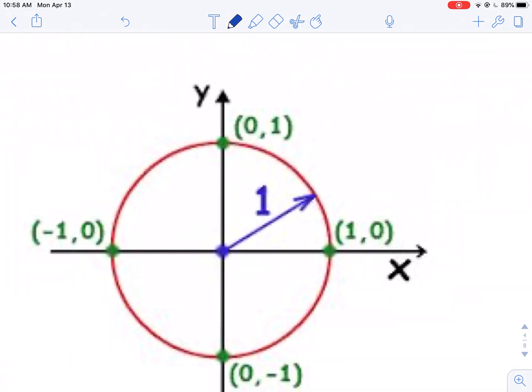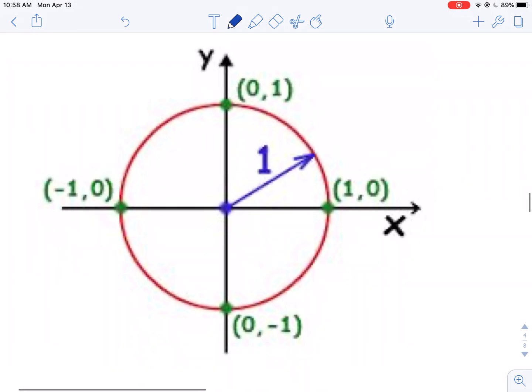So here's kind of a representation of just what that circle is. We've got a radius of 1, and that is going to exist all the way around the circle, and you can see that with that radius of 1, we'll have our points (1, 0), (0, 1), (-1, 0), and (0, -1) on our x and y axis, depending on if we're positive or negative.